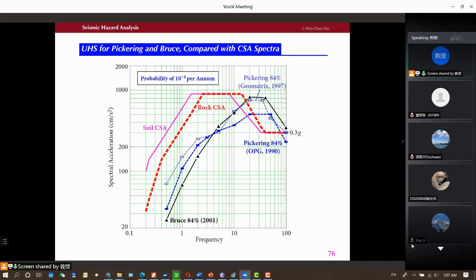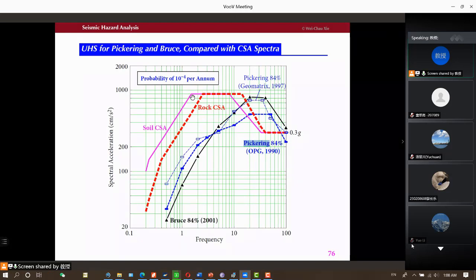And this figure shows the comparison between the Newmark response spectrum and the uniform hazard spectrum for the same location. Okay, so not for the same location. The Newmark ground response spectrum is the standard Canadian Standards Association CSA spectrum, and these 3 curves are the uniform hazard spectrum for Pickering. It's close to Toronto, Ontario in Canada. Okay, so now you can see they are quite different.